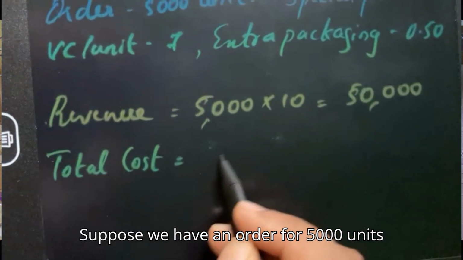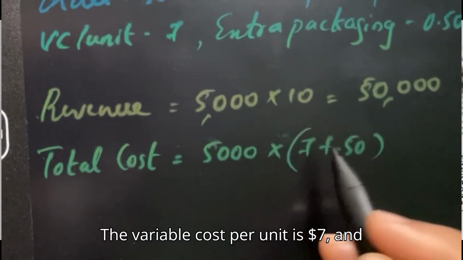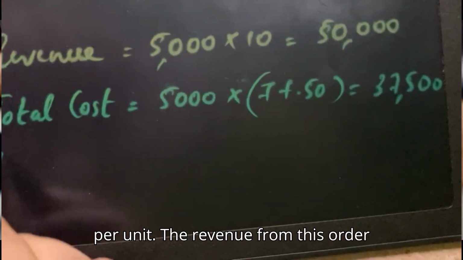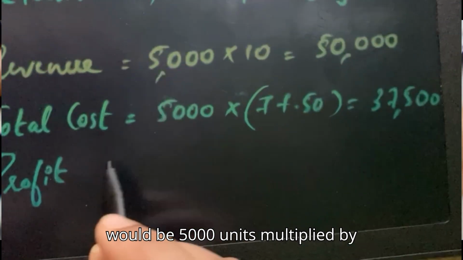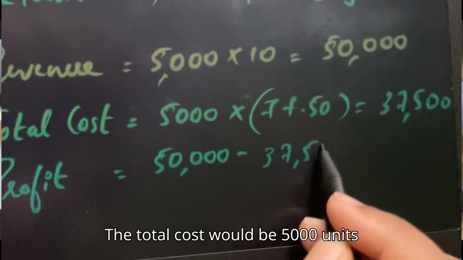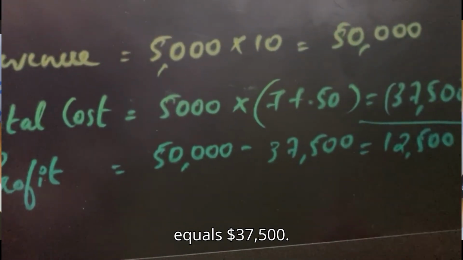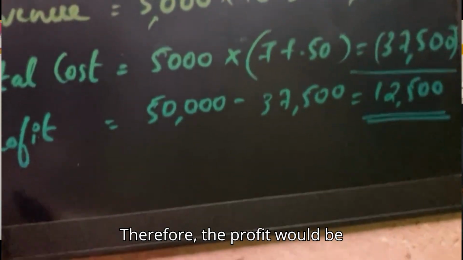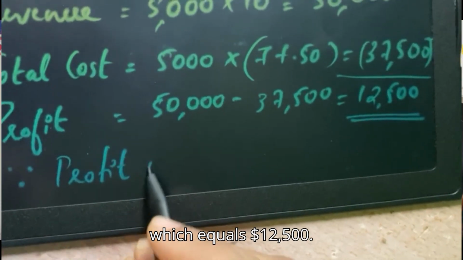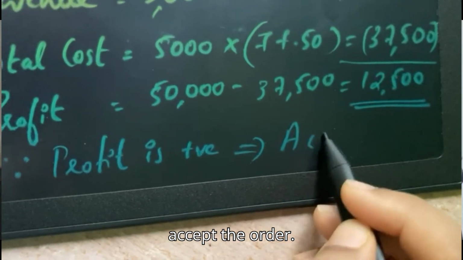Suppose we have an order for 5,000 units at a special price of $10 per unit. The variable cost per unit is $7, and there is an extra packaging cost of 50 cents per unit. The revenue from this order would be 5,000 units multiplied by $10, which equals $50,000. The total cost would be 5,000 units multiplied by $7.50, which equals $37,500. Therefore, the profit would be $50,000 minus $37,500, which equals $12,500. Since the profit is positive, we should accept the order.